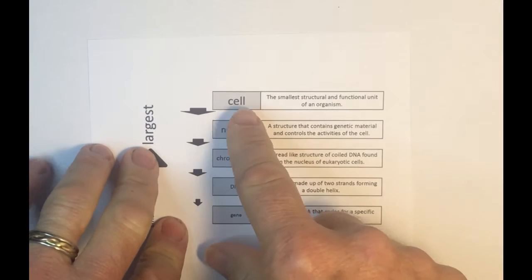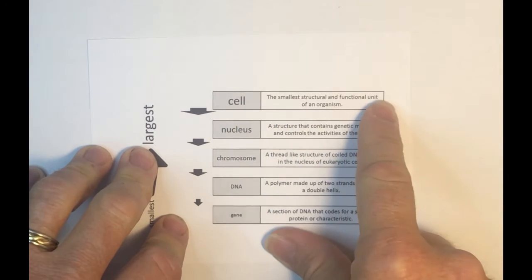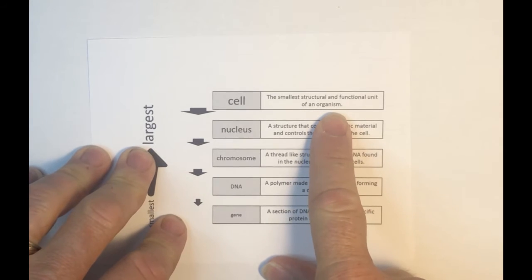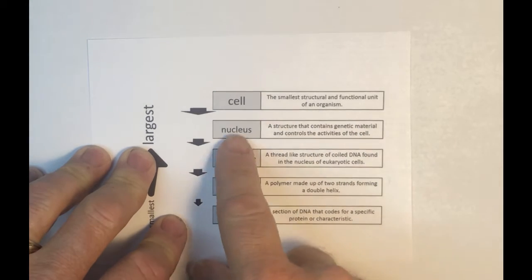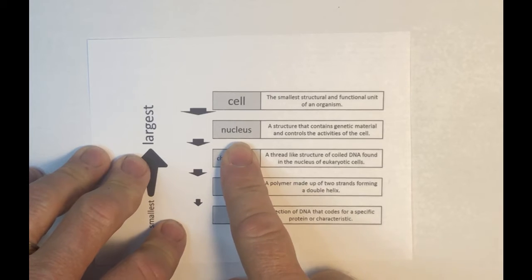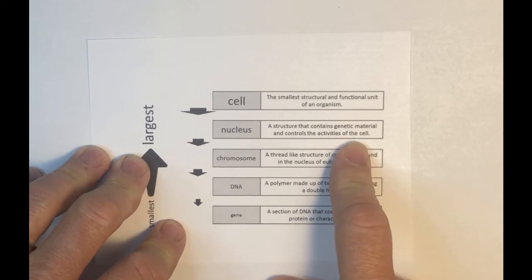And it's found in the cell. The cell is the smallest structural and functional unit of an organism. We've gone through in previous videos what a cell is, prokaryotic and eukaryotic. The DNA, or the genetic information, is then found in the nucleus, a structure that contains genetic material and controls the activities of the cell.